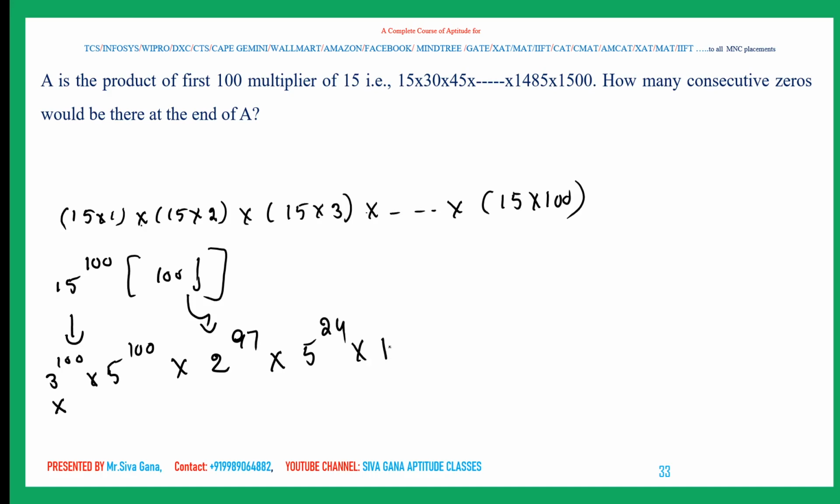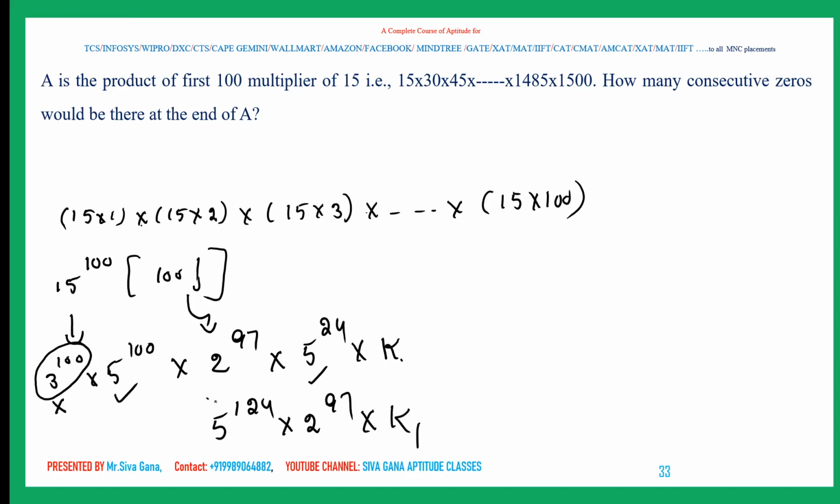100 factorial, some constant will be there, because the 100 factorial value is not only 2 power 97 into 5 power 24, and the rest of the number I am taking as k. So finally this 3 power 100 is not at all necessary, right? 5 power 100 times 5 power 24, which is nothing but 5 power 124 into 2 power 97 into some constant k1.